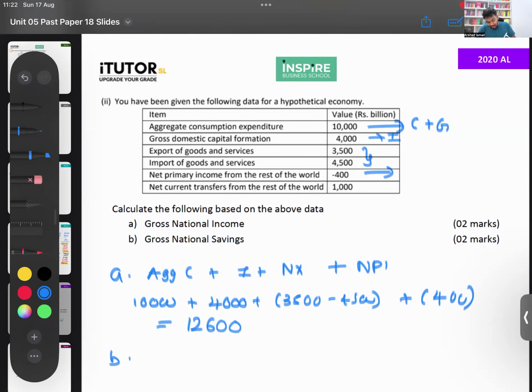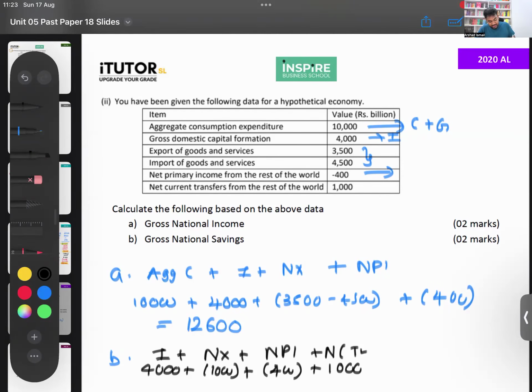Okay. Then gross national savings. What is national savings? Your investment, net exports, net primary income, net current transfer. So investment is gross domestic capital formation. Net exports is 35 minus 45, that is minus 1,000. Net primary income is minus 400. Net current transfer is the plus 1,000. How much do you get? 3,600. So again, 3 marks in your paper.